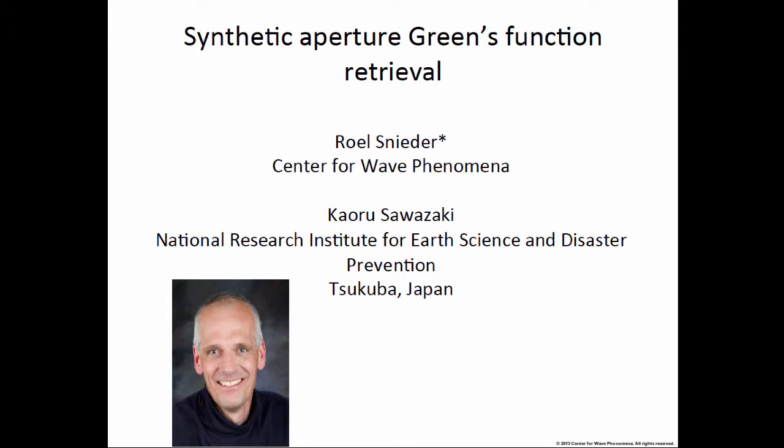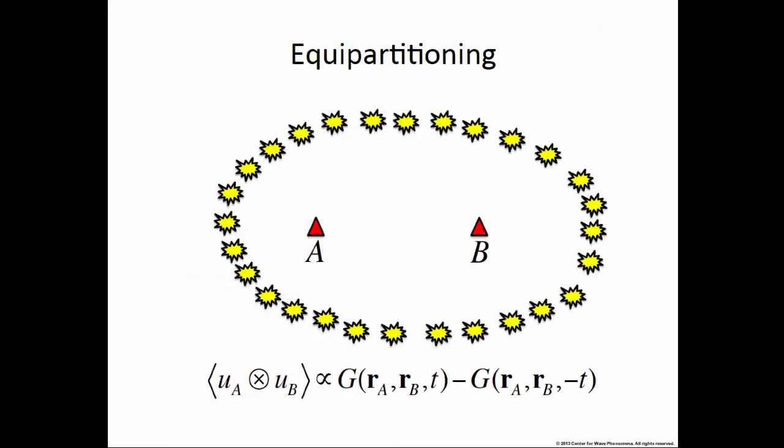Okay, so I'm the first presenter. I'm going to talk about sort of a cute little trick that we're going to use in seismic interferometry. This was work with Kaoru Sawasaki. He was a postdoc with us for a year. He has now returned to Japan, where he works at the National Research Institute for Earth Science and Disaster Prevention, sort of the equivalent of the United States Geological Survey.